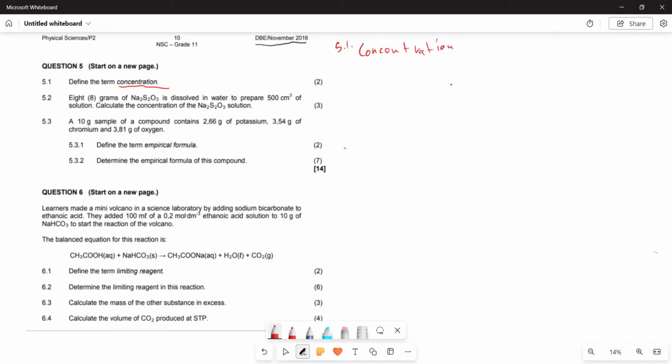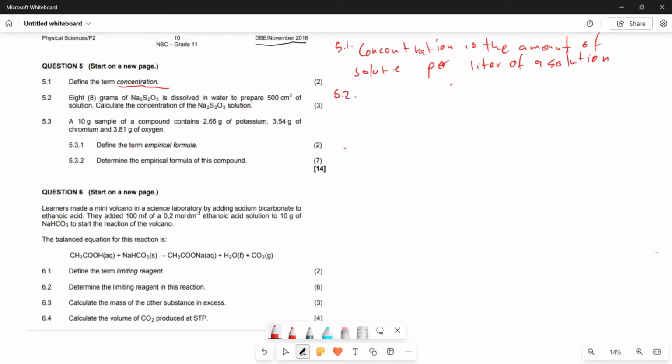So we are saying concentration is the amount of solute per liter of a solution, per liter of a solution. Now, this is going to be your concentration. Please take it upon yourself to learn and understand this definition. Now let's look at 5.2.